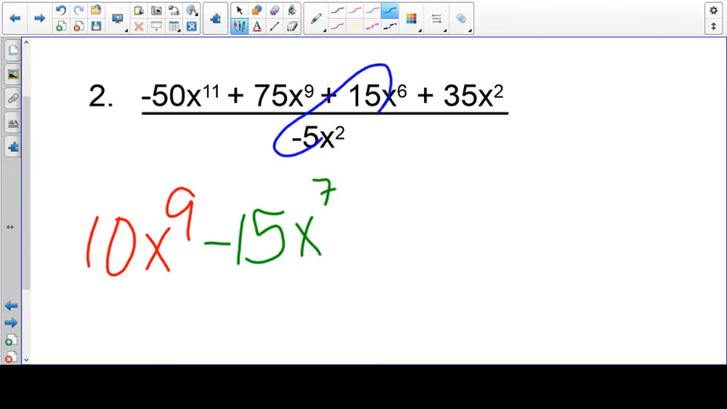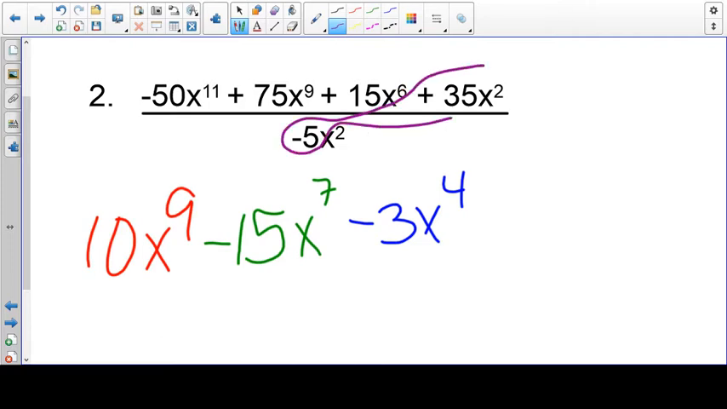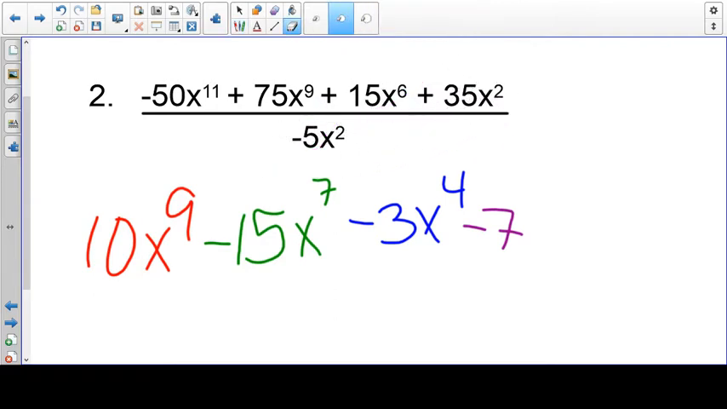Then I'm going to take negative 15 divided by negative 5, which will give me negative 3. And I have 6 minus 2, which will give me 4. Lastly, I have 35 divided by negative 5, which gives me negative 7. And then in this case, I have 2 minus 2, which gives me 0, which means I'm not going to have any x's. So I don't have an x with that negative 7. My final answer is just this.